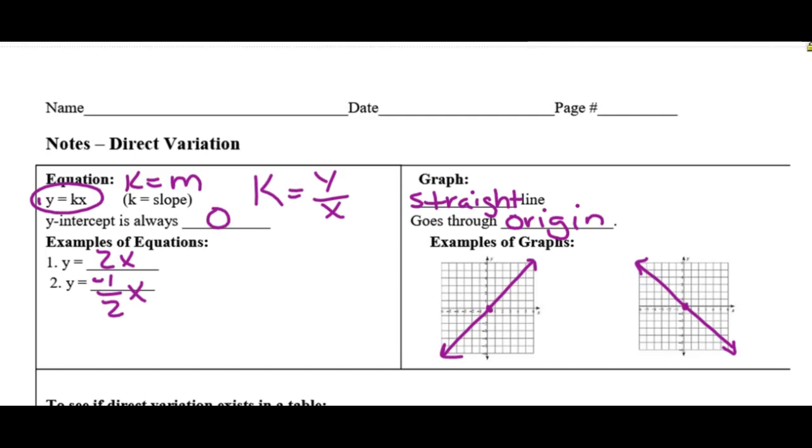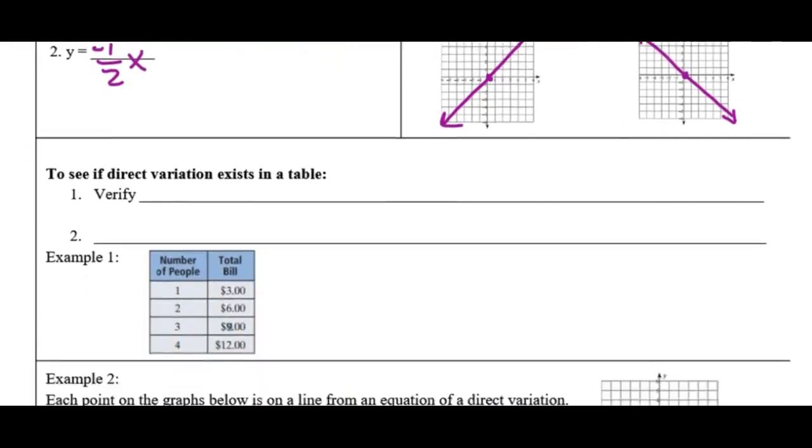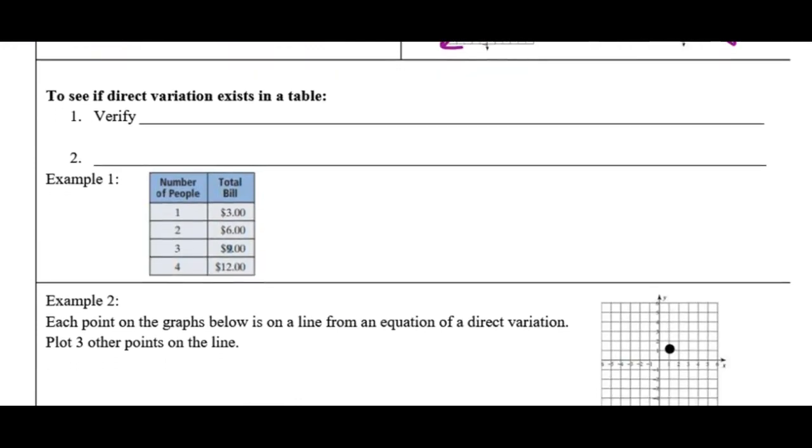We're going to look at some examples of direct variation. One is from a table. If I'm trying to determine if something is direct variation from a table or even a set of ordered pairs, first thing I want to do is verify that k is constant. What does that mean? That means it's the same. Has to be the same. How do I do that? Well, up above we said k is always equal to y divided by x. So we verify that first.